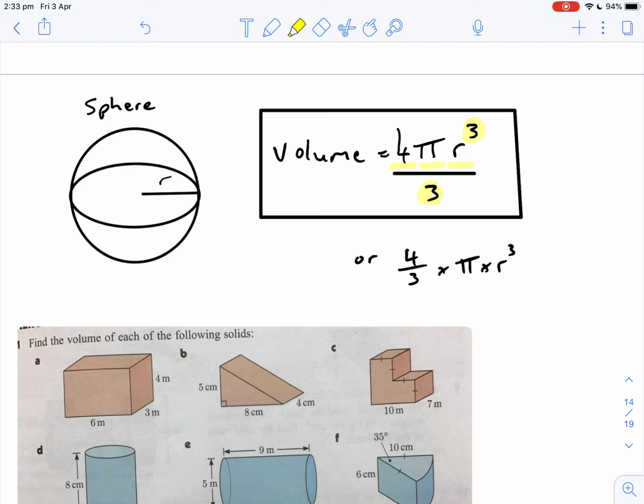Sometimes it's written to look like the one on the bottom, so they will say 4 on 3 times pi times r cubed. The two formulas are identical, so be comfortable in seeing them written either way.